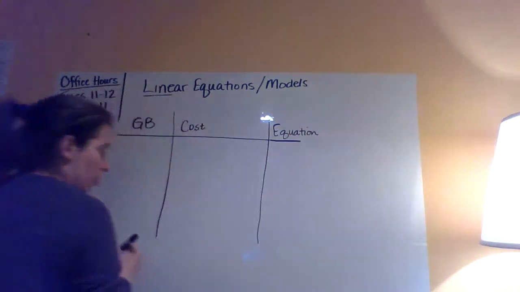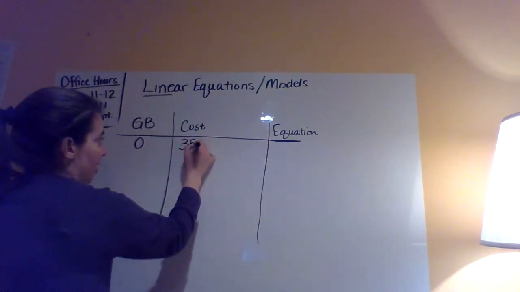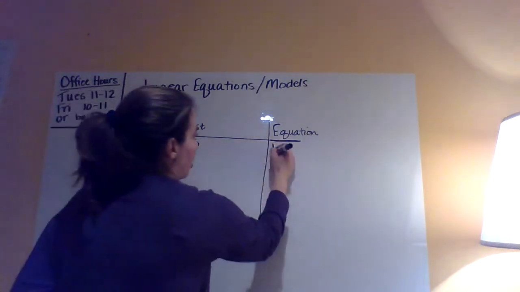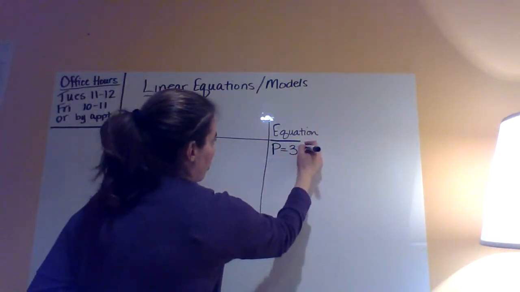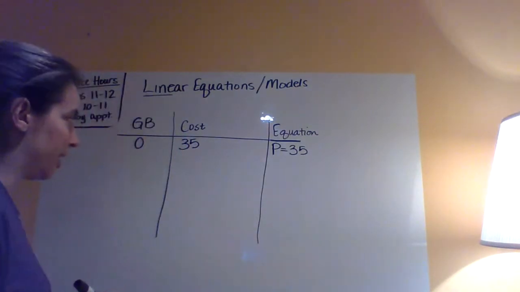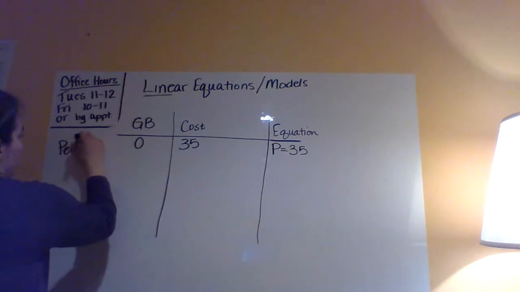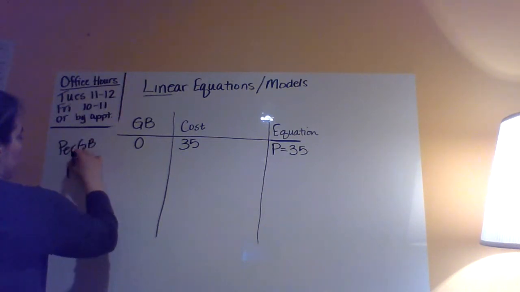All right, so when there are 0 gigabytes used, our cost is just going to be $35. And our P is just going to equal 35. P stands for the price for the per gigabyte plan. So that's what this is, the per gigabyte plan.